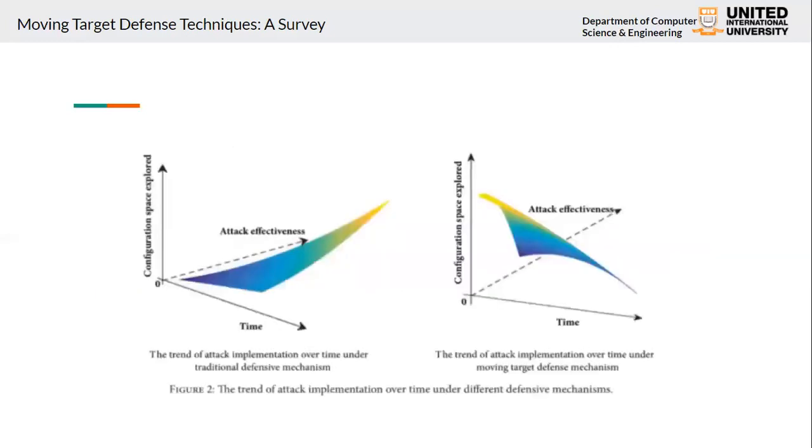For more understanding, we can review this figure. This figure 2 describes the trend of attack benefit over time under traditional defense and moving target defense, respectively. Because under the traditional defense, for the static and certain nature of the network, the configuration space can be explored by the attackers gradually.